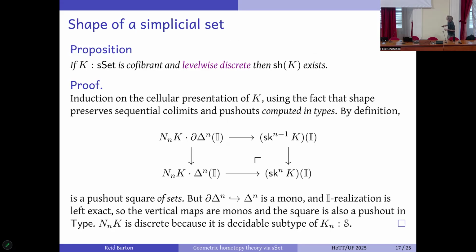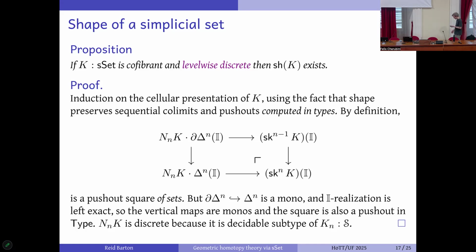So the first thing that we're going to prove about this is that if I have one of these cofibrant simplicial sets, and for each n, the n-simplices form a discrete set, so one of these shapes, then I can actually succeed with this, the shape exists. So I can always do the realization, and then I want to reflect it into the subcategory of shapes, and this is going to succeed. And basically all the arguments in this area are going to be done by some kind of induction on the cellular presentation.